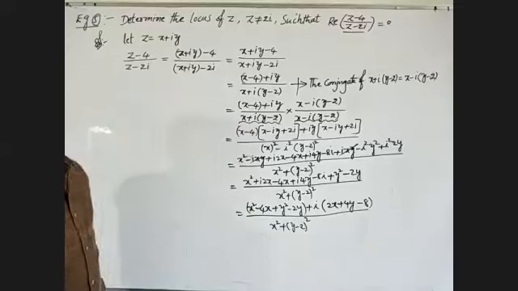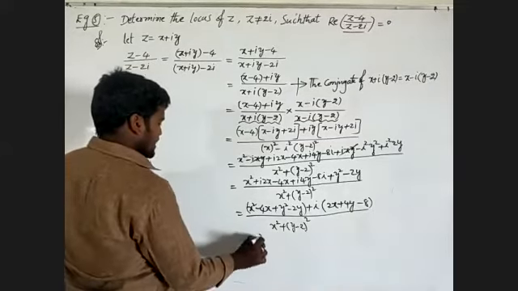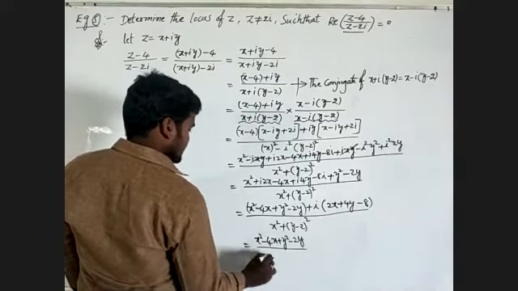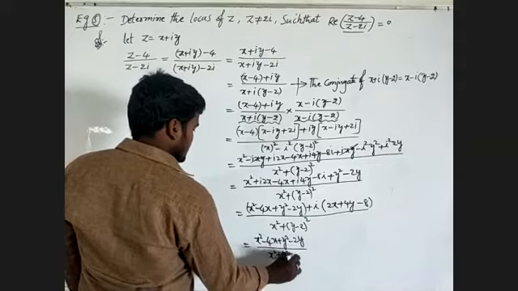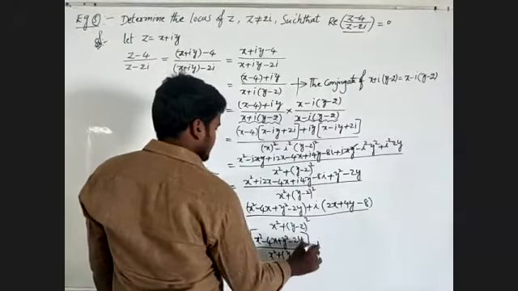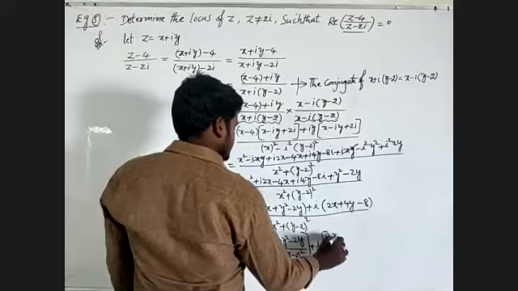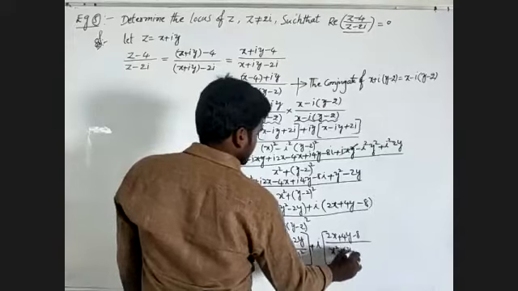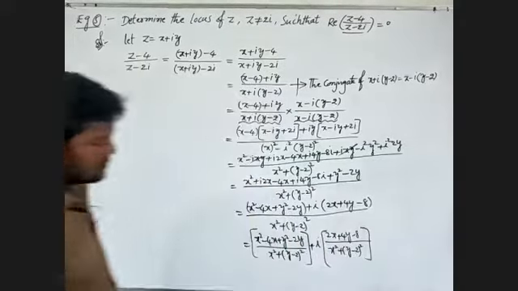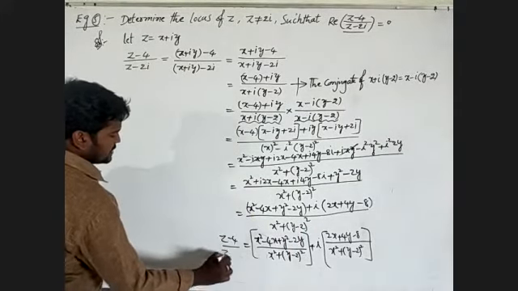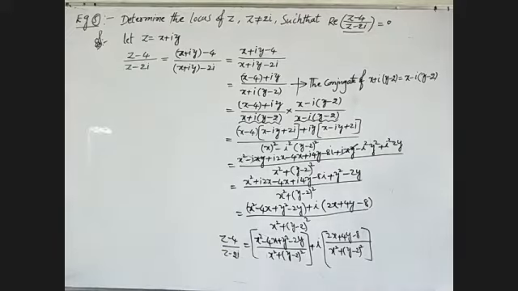So we have to separate the real and imaginary parts. We get (x square minus 4x plus y square minus 2y) by (x square plus (y minus 2) whole square), plus i into (2x plus 4y minus 8) by (x square plus (y minus 2) whole square). You will observe this is the value of (z minus 4) by (z minus 2i) that is given. But what do we have to find out in this one?